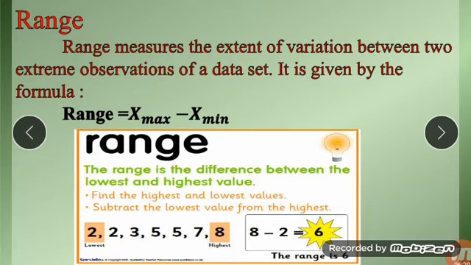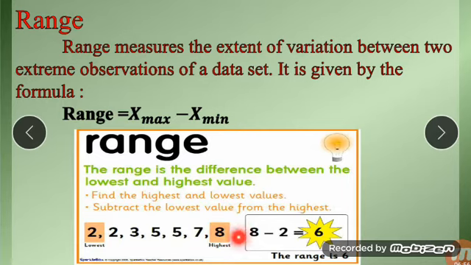Now let's have a further explanation of the range, a measure of dispersion. Range measures the extent of variation between two extreme observations of a data set. It is given by the formula: Range is equal to x maximum, where x is the observation, meaning maximum observation, minus minimum observation. The minimum observation should be subtracted from the maximum observation.